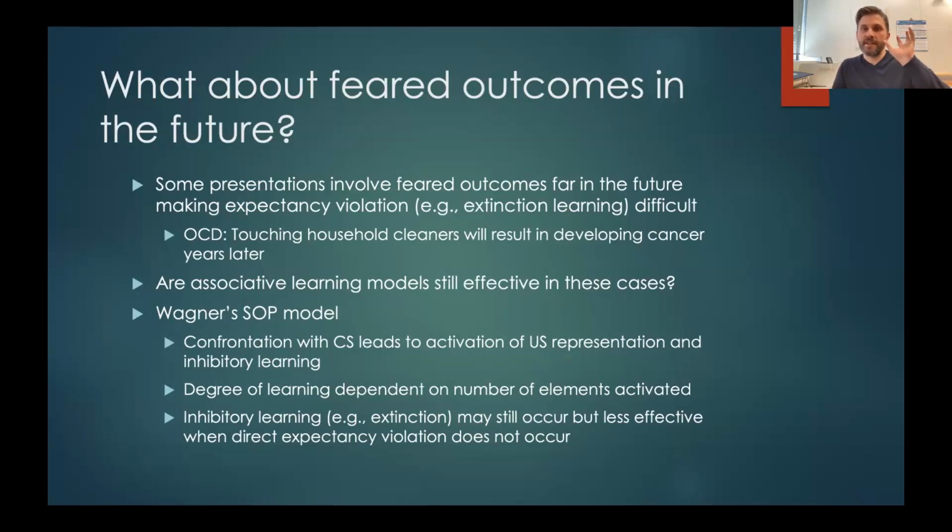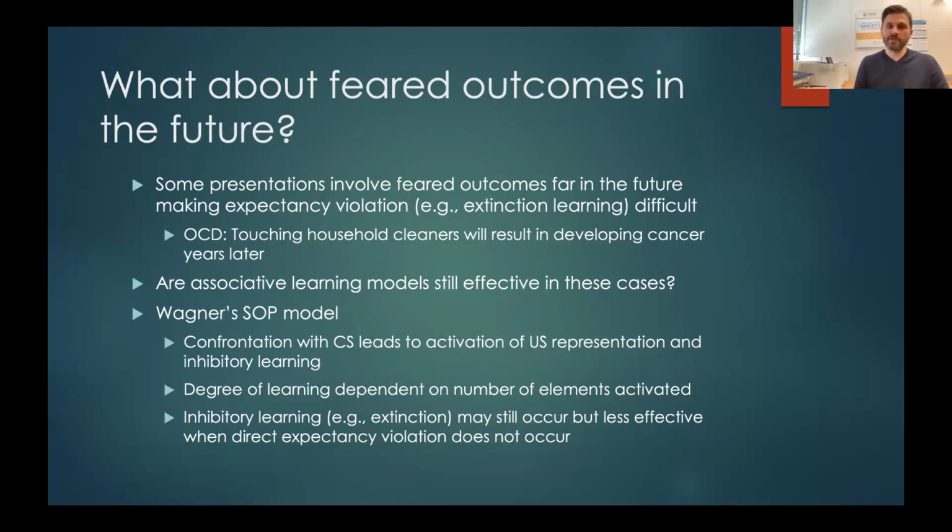So again, let's go back to somebody seeing the picture and then they're going to get shocked. When something is far in the future, fewer elements are going to be activated in anticipation of that feared outcome than when it's closer in time to when it's actually going to occur. And because fewer elements are activated, there are fewer elements that enter into this inhibitory association. The closer in time to when we expect that bad outcome to happen, the more of its elements are going to get activated and the more that are going to be available for this inhibitory learning.